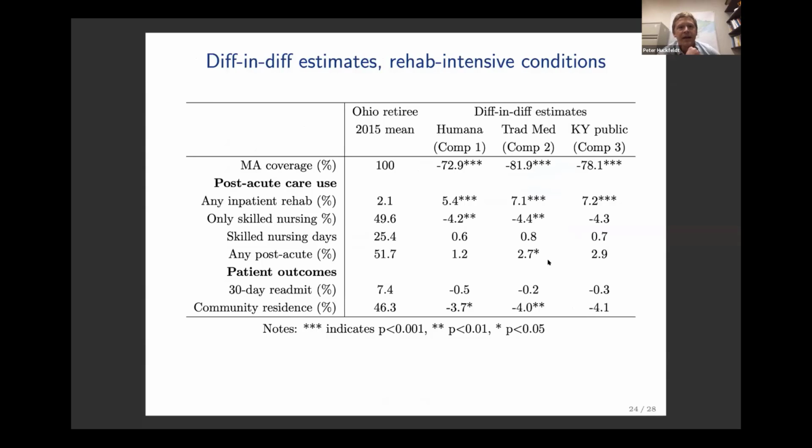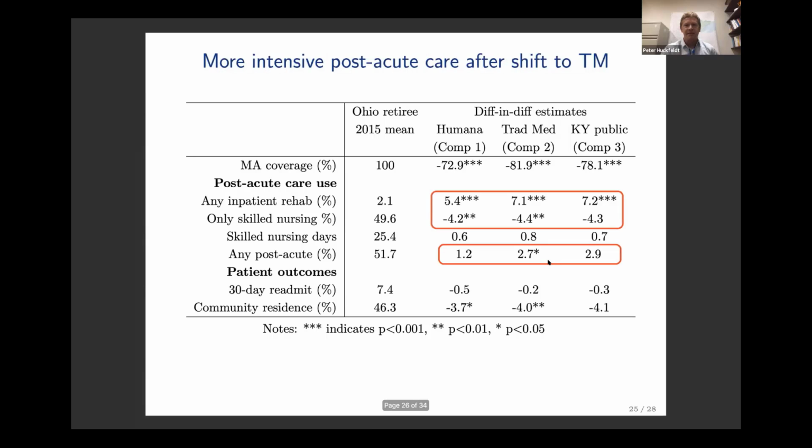So this table is showing diff-in-diff estimates for these rehab-intensive conditions. The first column shows the means for Ohio retirees, and columns 2 through 4 show the diff-in-diff estimates for each different comparison group. We don't combine the comparison groups; we estimate this separately. And as you'd expect from the event study figures, there is a pretty large shift in post-acute care when Ohio public retirees shift to traditional Medicare.